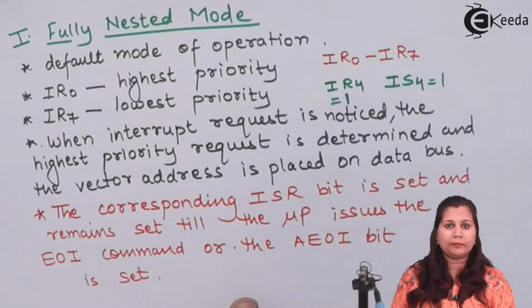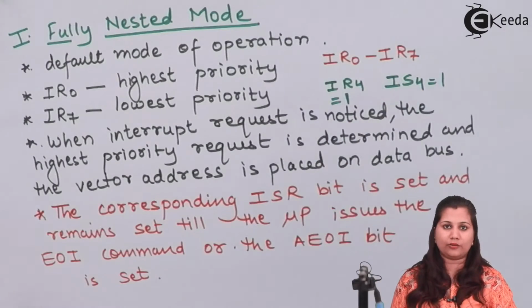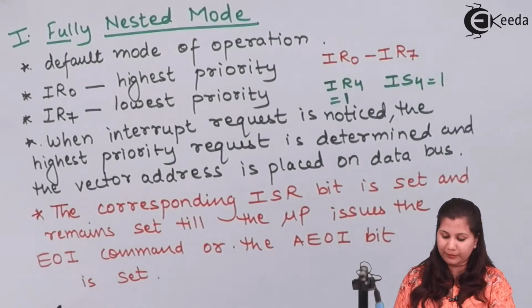This bit is available in the initialization command words. So through the command words this bit can be set. If it is set, then only this bit will be reset. The in-service register bit will be reset.